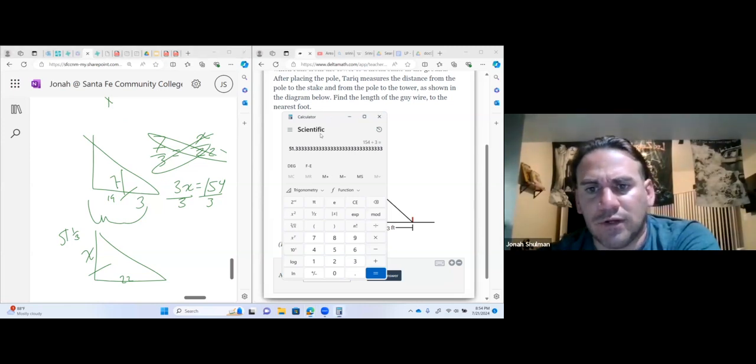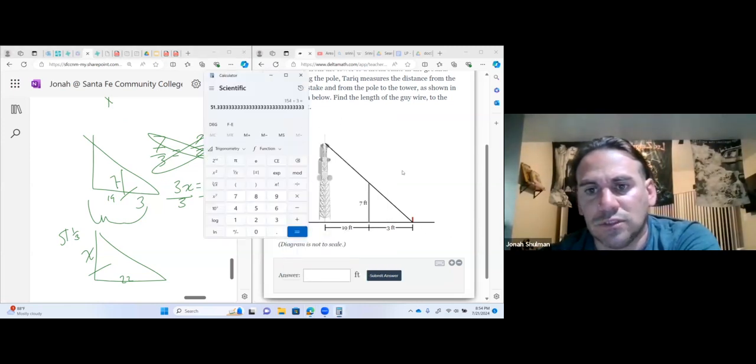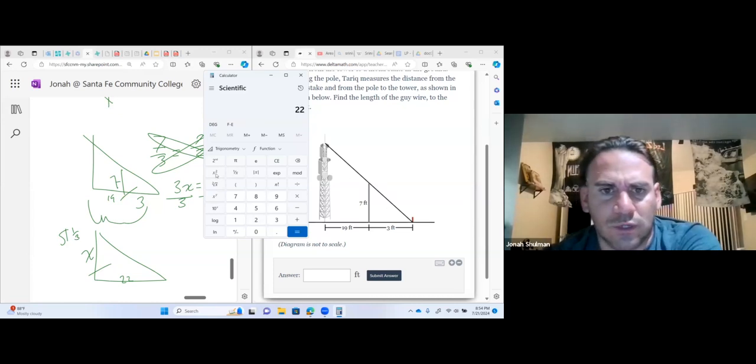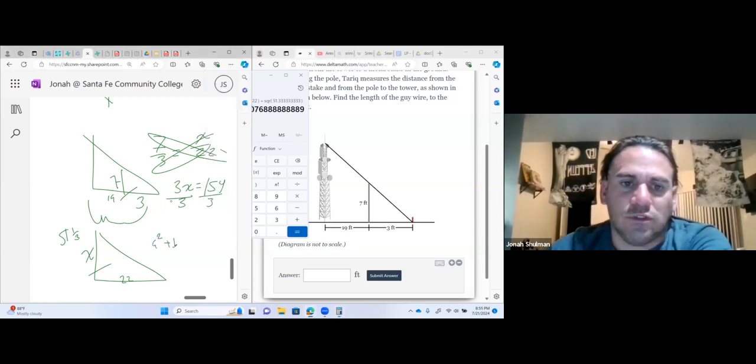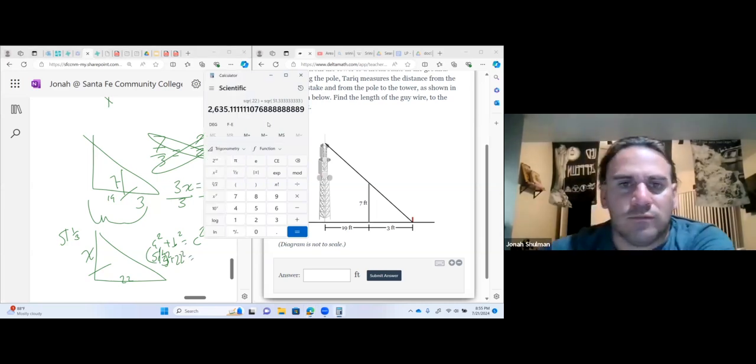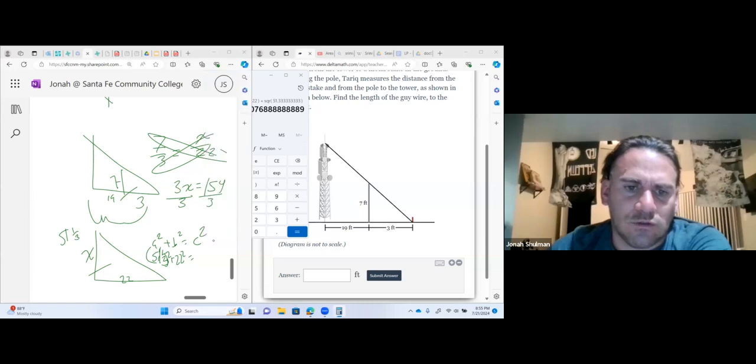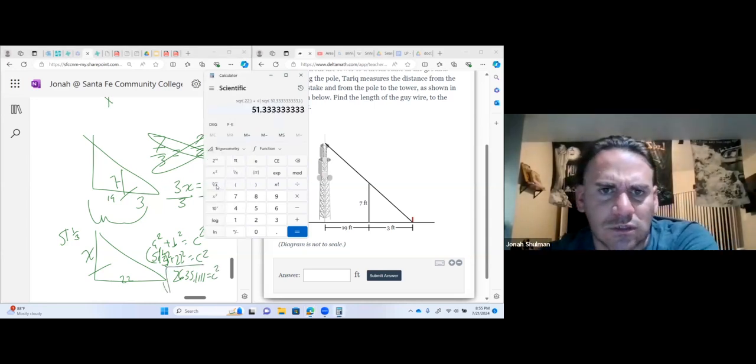We can use Pythagorean theorem because we have a squared plus b squared equals c squared. So we know it's 22 squared plus 51.3333 squared. We know this is 51 and a third squared plus 22 squared equals c squared. So it's 2635.1111 equals c squared. The opposite of squaring is a square root. So all we have to do is square root this answer. We want it to the nearest foot, so it's 51 feet.